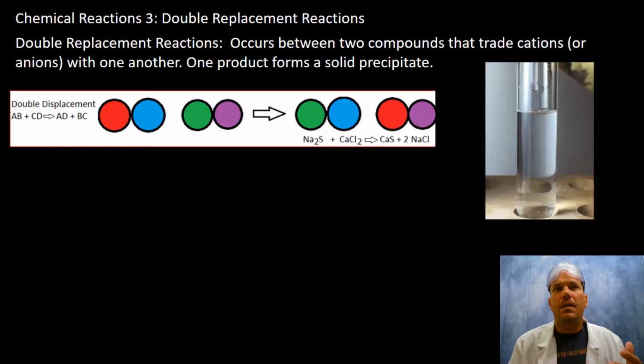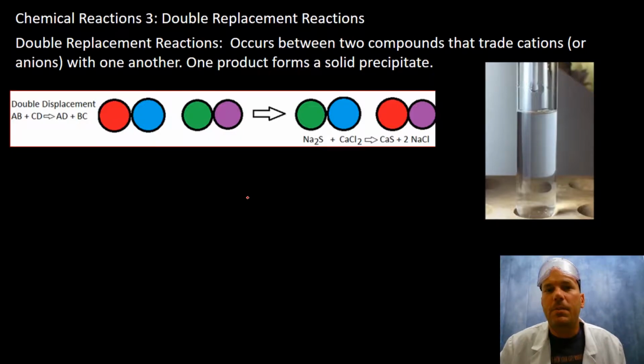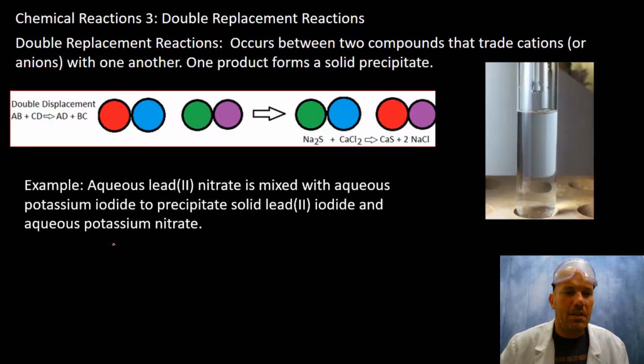And we'll learn that there are exceptions to that as well in the upcoming podcast, but for now, it would be accurate to say two aqueous compounds combine, forming one solid precipitate and the other typically being aqueous, although there are exceptions. So let's take a look at this reaction here.